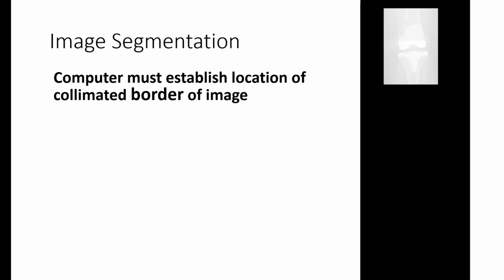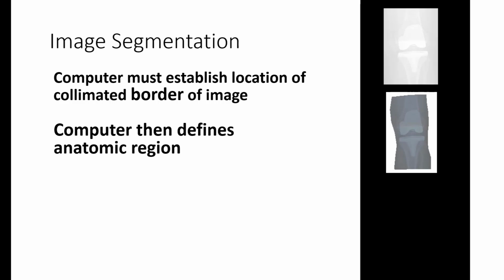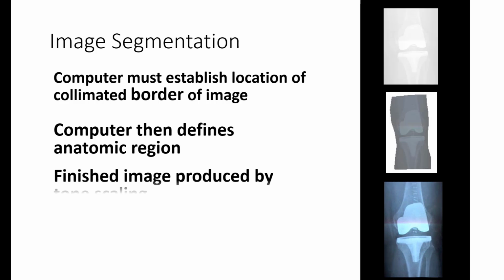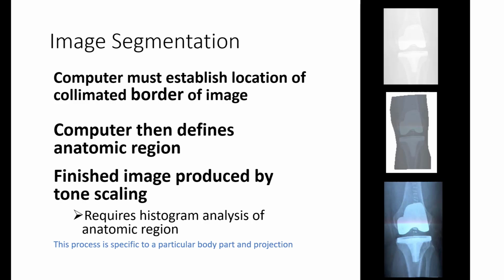This is called image segmentation. The computer must establish the location of the collimated border of the image. The computer then defines the anatomic regions within that area so that it can look up the values of interest on the lookup table. By using the lookup table and the histogram, we're able to change the data to make an image for interpretation.